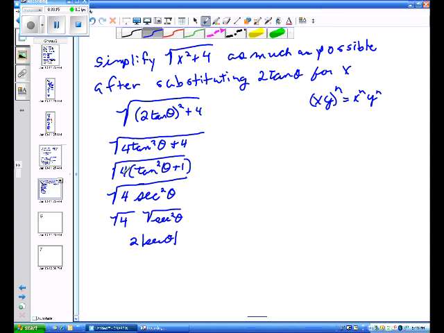But you need to remember that with radicals, you can only take roots of factors, not of add-ins. So we could not take the root here at this stage. Let's do another one of these.